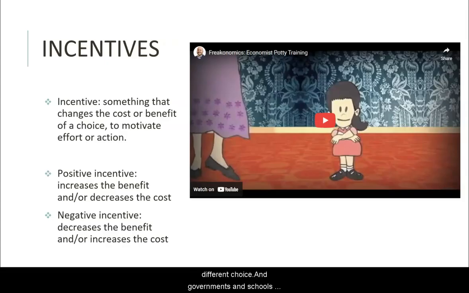make a different choice. And governments and schools, parents, anyone in authority, they try to use incentives regularly to change people's behavior, either for the benefit of the group or society or themselves, whatever it is. A positive incentive is something that increases a benefit or decreases a cost. A negative incentive is something that decreases a benefit or increases the cost. But either way, it's trying to change that equation so that if you said no to something before because the benefit just wasn't high enough, now you might say yes to that.